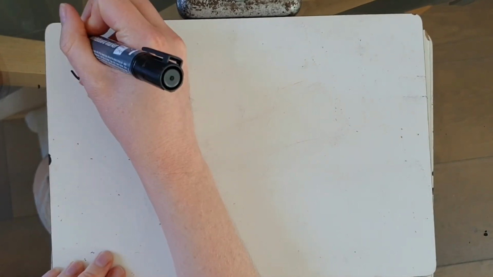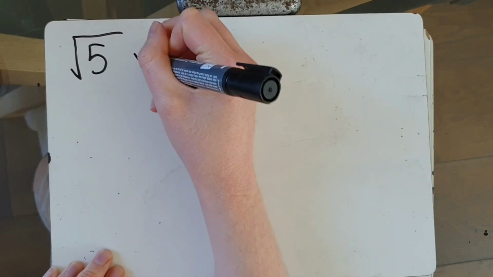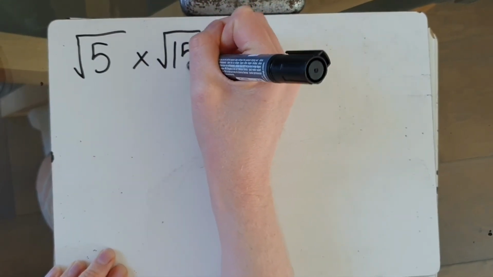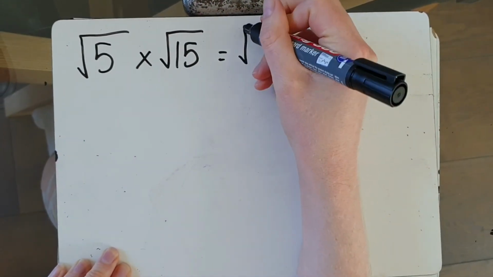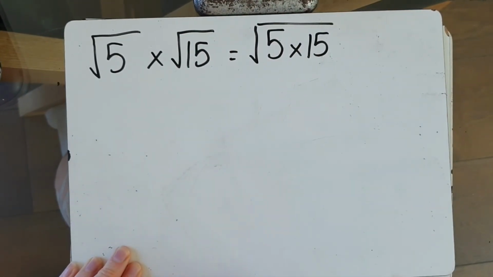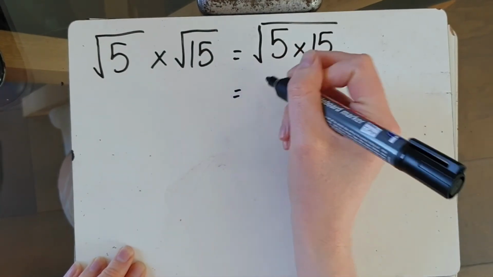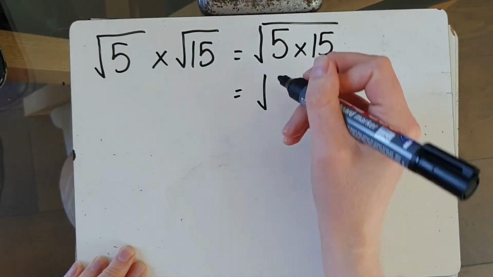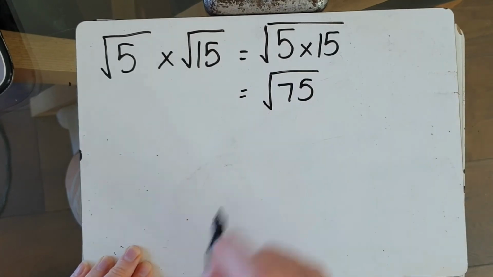For exercise 2, you are simplifying answers to 2 surds being multiplied together. So what you need to do first is combine the surds and then split them up again. So for the example, we've got root 5 times root 15. So what we're going to do first is put that all under the same square root sign. So root of 5 times 15. 5 times 15 is 75.